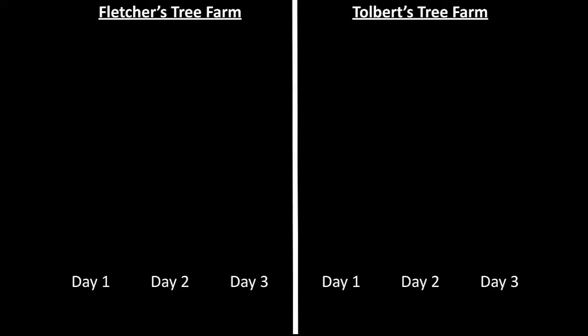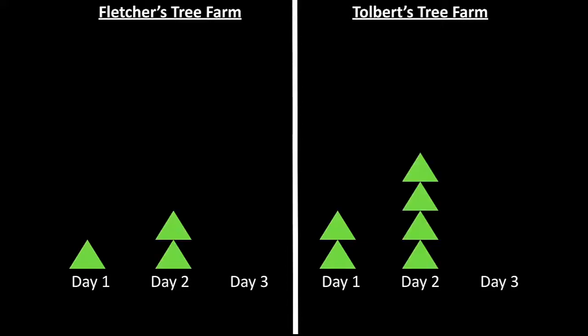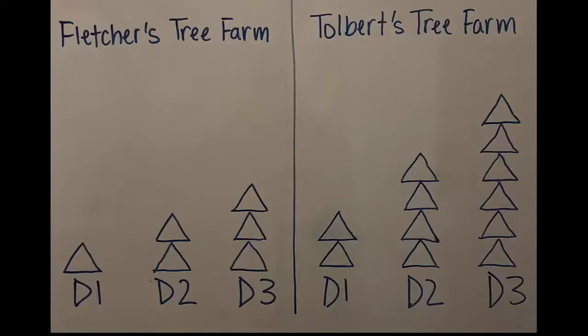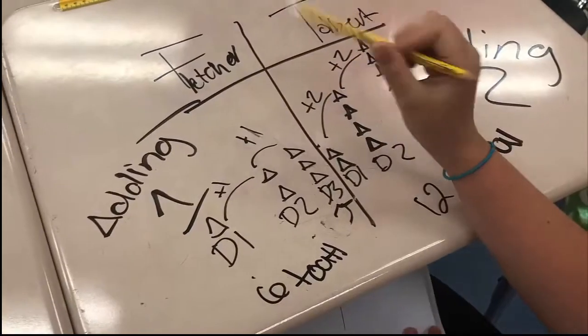So there's two tree farms that are next to one another, Mr. Fletcher's and Miss Tolbert's. On day 1, this is how many trees they had. On day 2, this is how many trees they had on each of their tree farms. And then on day 3, this is how many trees they had. Now, as you look at this, you begin to see a pattern. Let's take a look and see what this pattern can look like in a 5th grade class when we bring it to life. Tell me what you got here, Katie.